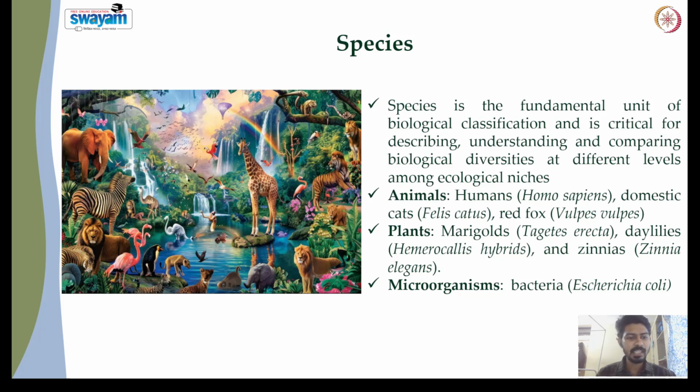On the left-hand side, you can see a beautiful forest area where multiple species at different levels, whether plants, animals, aquatic species, or some microorganisms, are present. This is an example of different species that prevail in an ecosystem, where different species help each other and compete with each other in order to survive in this environment. So this is the basics of species.